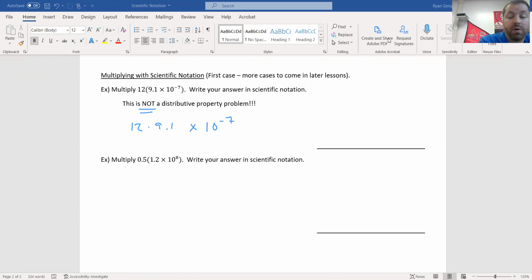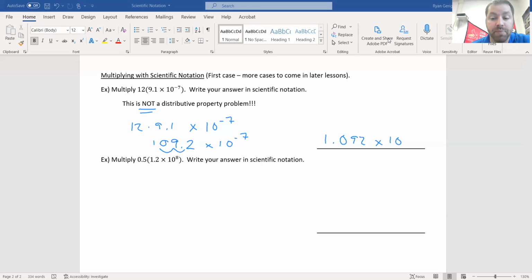So 12 times 9.1, grab a calculator, is 109.2 times 10 to the negative 7th. Now, that's not in scientific notation because 109.2 is bigger than 10. I need to move the decimal 2 spots. So it's going to be 1.092 times 10. Now I got to think about this.